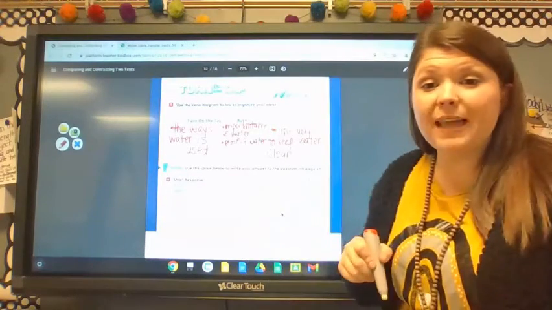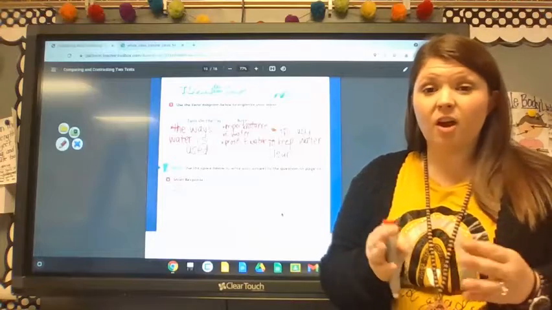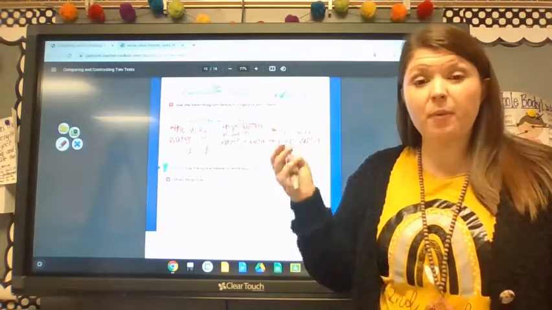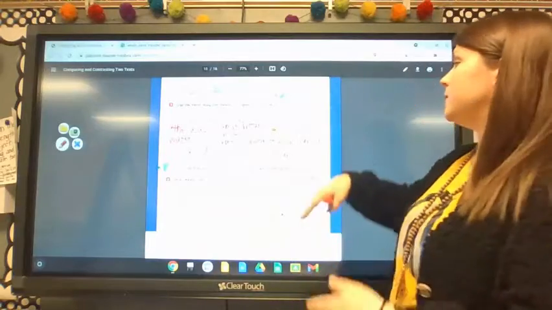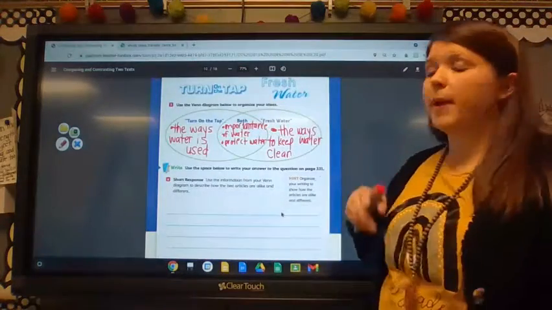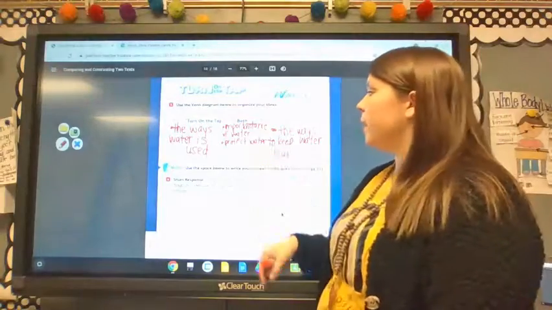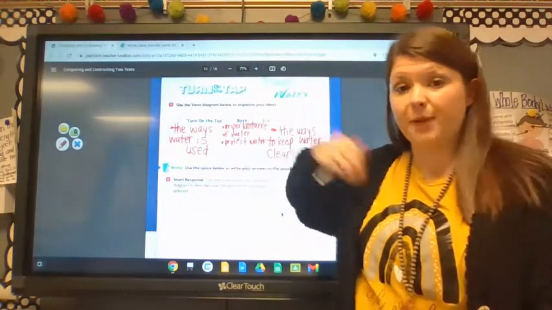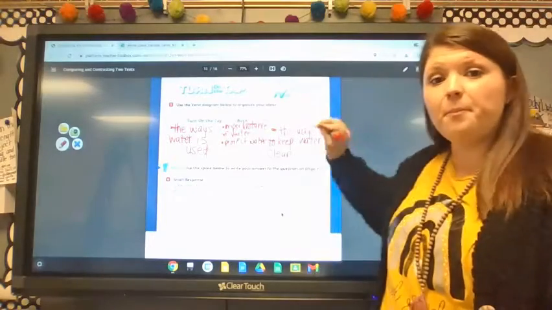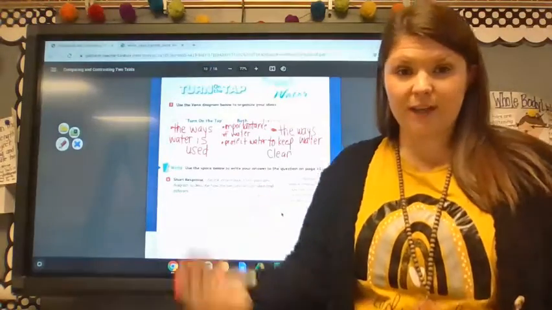So both articles gave us really important information on water, but they both gave us information that was different and some information that was alike. We know that they both talked about how important water is to humans and being able to drink it. They both told us that we need to protect water, but Turn on the Tap told us the way that people use the water, right? And Fresh Water told us the ways that we need to keep the water clean.